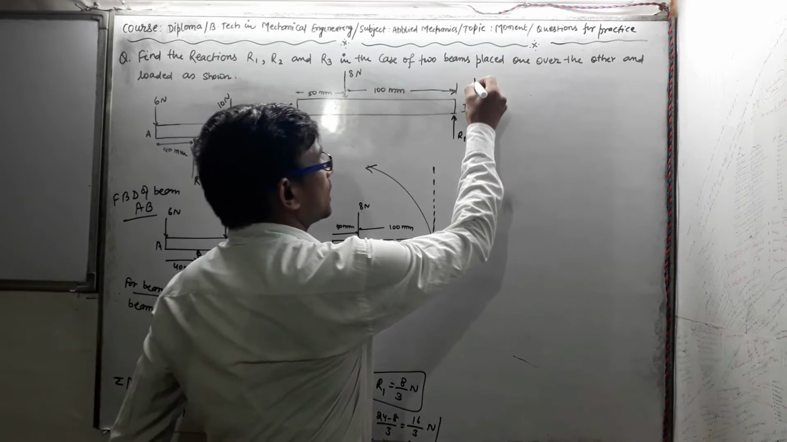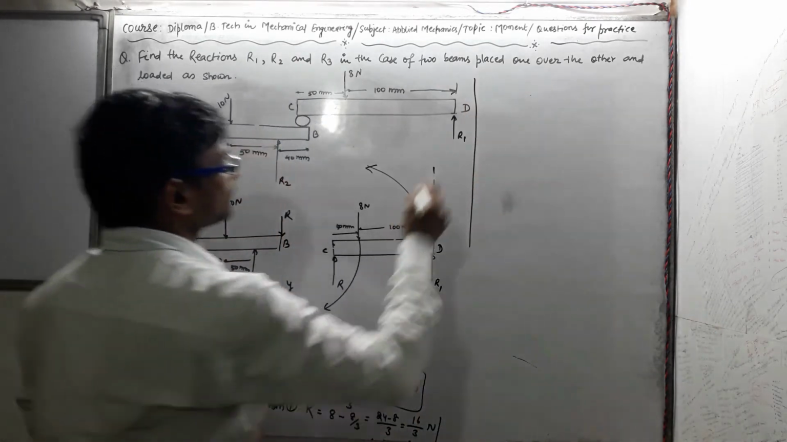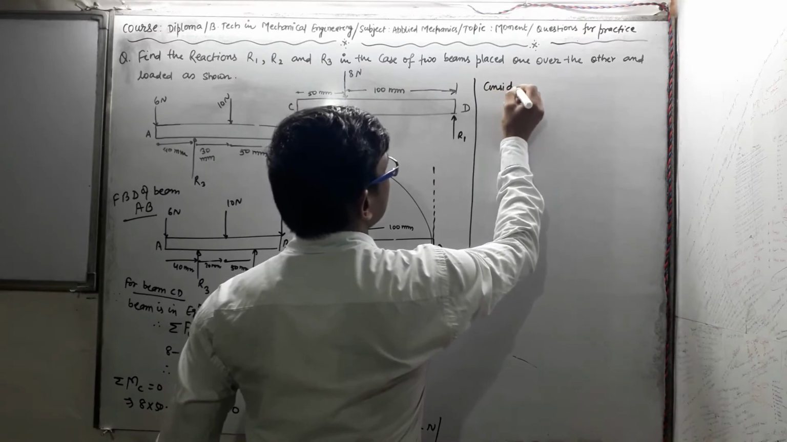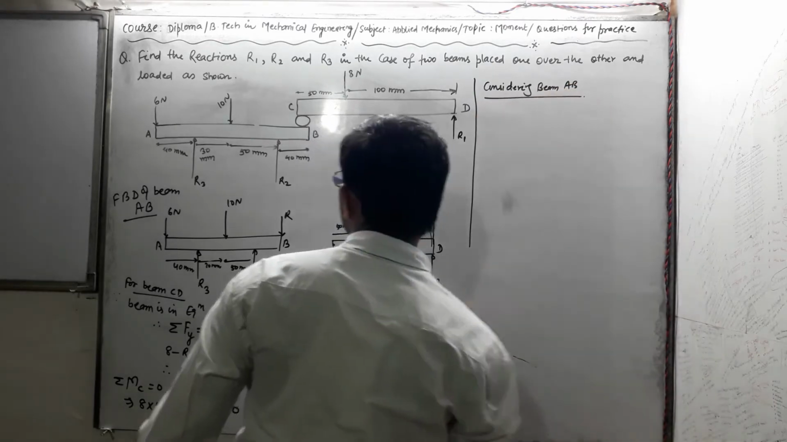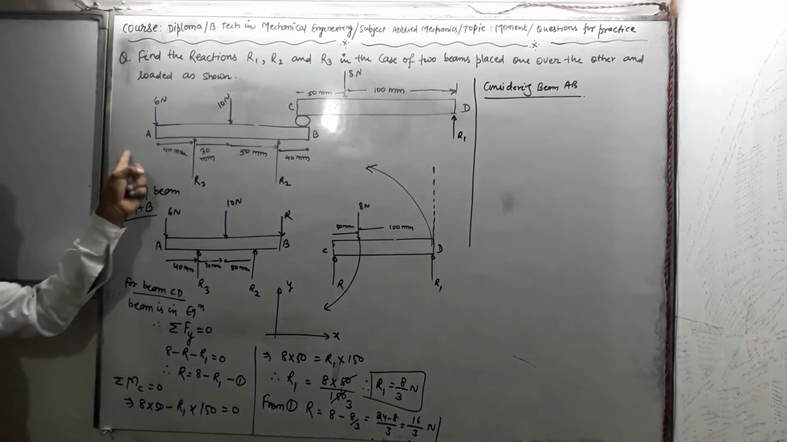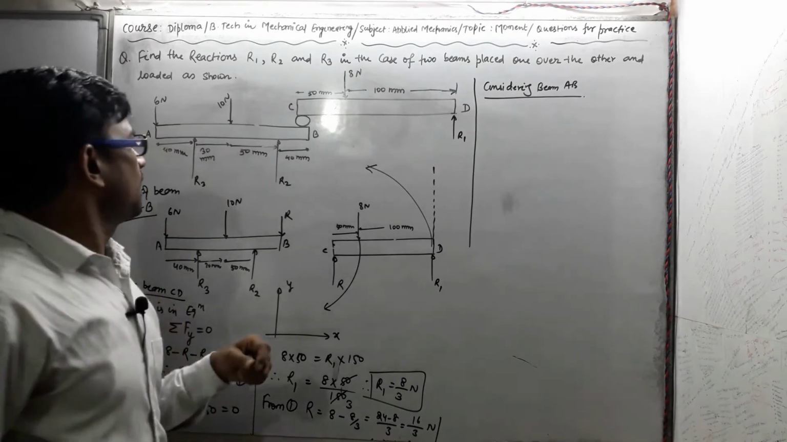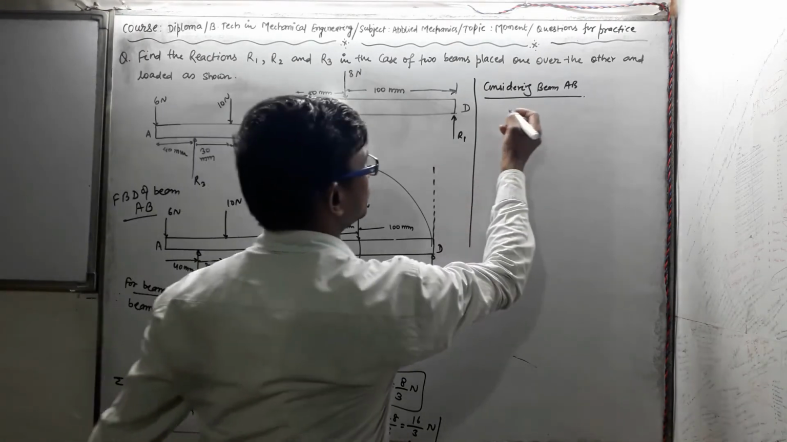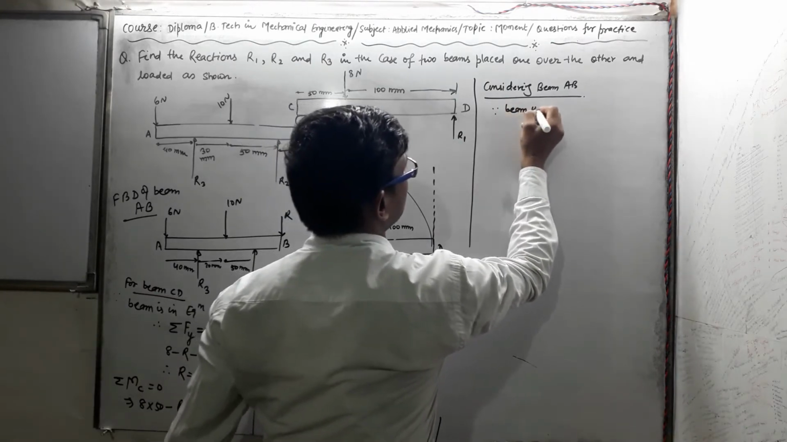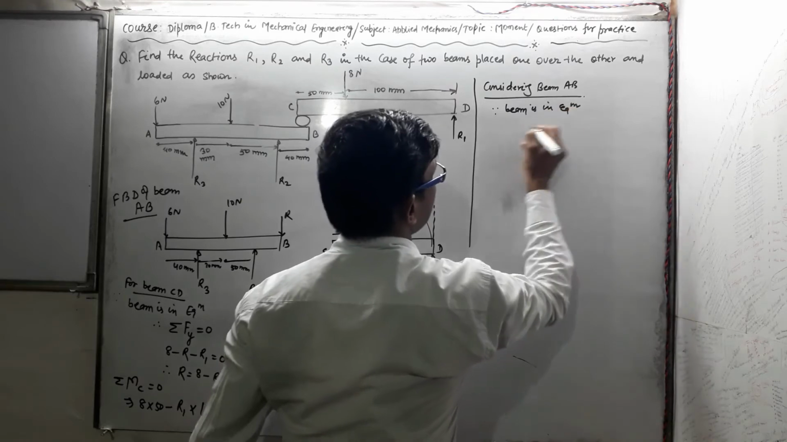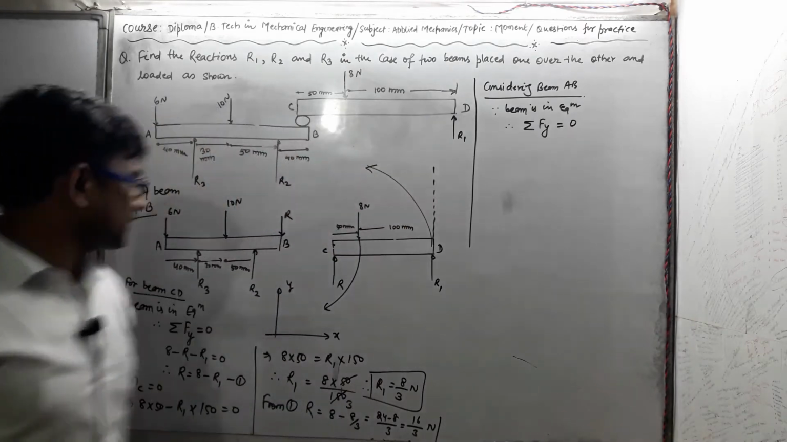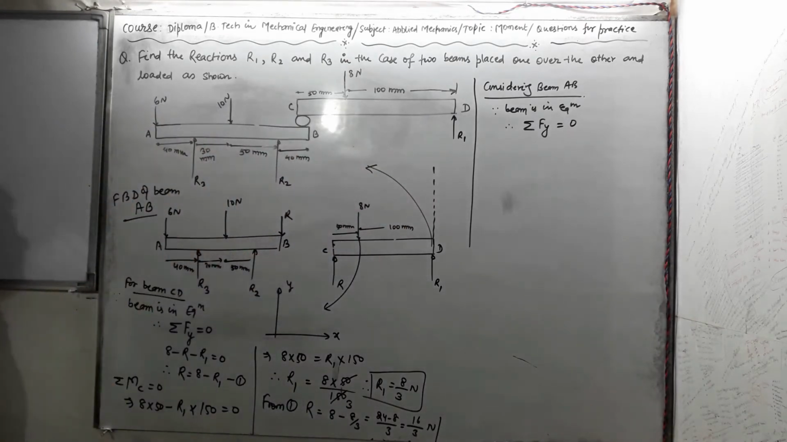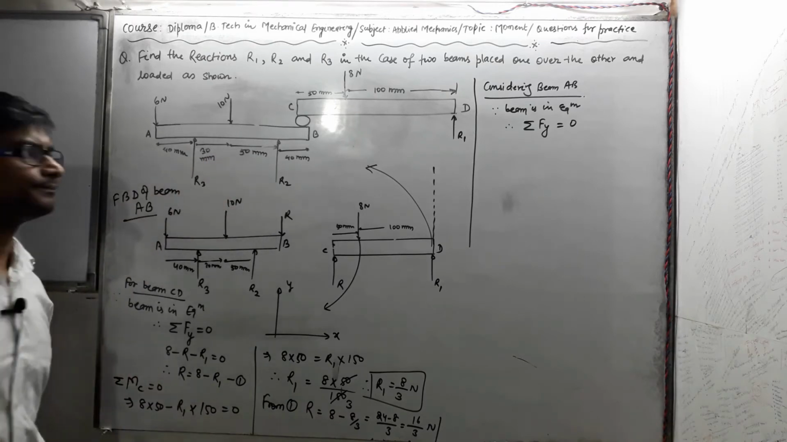Okay, so now considering beam AB. My dear student, since beam AB is in equilibrium, the summation of all forces acting in the y direction is equal to 0. There are no horizontal forces acting, so why would we choose horizontal forces and sum them to 0? That would be meaningless and time wasting.